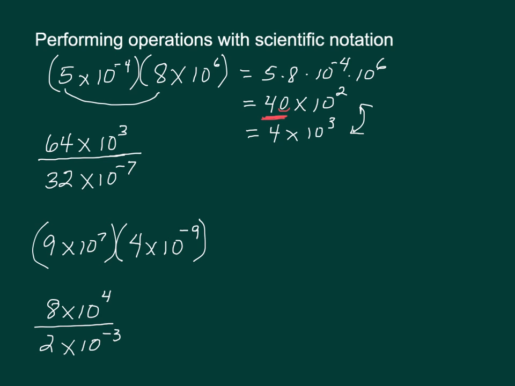Same thing with the division. We can divide 64 by 32, and that gives us 2, and times 10 to the what? Well, you can bring that 10 to the negative 7 up to the top, and it becomes 10 to the positive 7, and combine it with the 10 to the 3rd, and it becomes 10 to the 10th. And this one is already in scientific notation because the 2 is between 1 and 10.